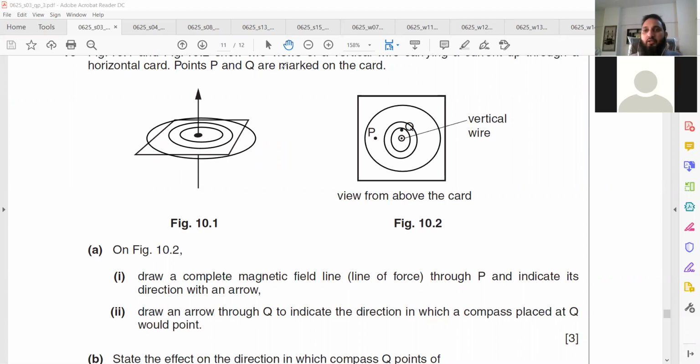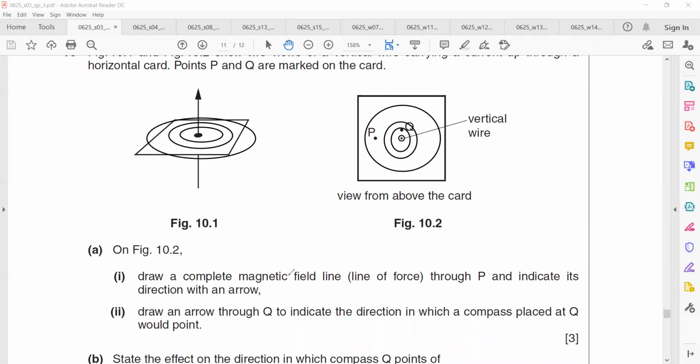And what is the direction? For direction, by the right hand grip rule, your thumb should point outwards, and the direction in which your fingers rotate is the direction of the magnetic field. So this is how the magnetic field pattern will appear.